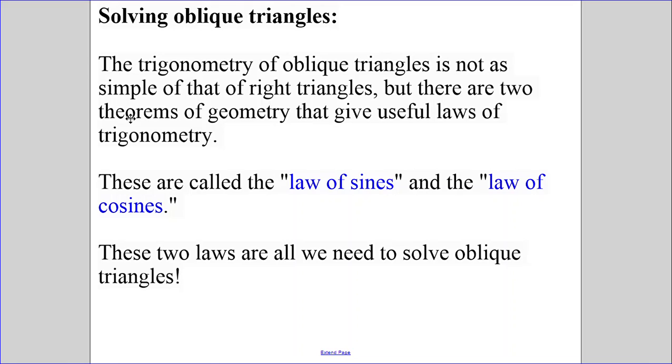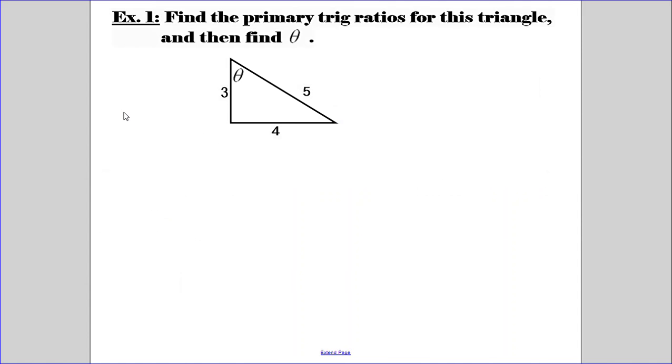So solving oblique triangles is where we end up using our law of sines and law of cosines. But before we get there, we need a little bit of practice going through some of the stuff with our trig ratios.